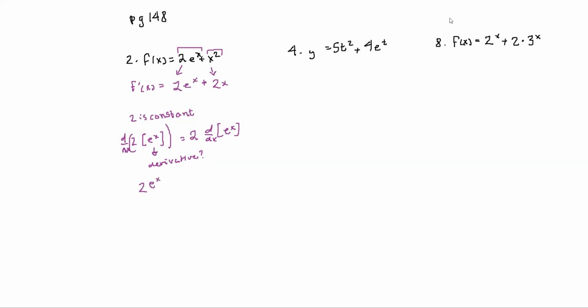Okay, let's do number 4. Same principle. Five t squared, the derivative of that is going to be 5 times 2, 10 t, plus, just like we did in this last one, we've got 4 as a constant, and e to the t, right like that. Now, what if this wasn't e to the t? What if it was e to the negative t? How would that change what we just did? How would that change your derivative?